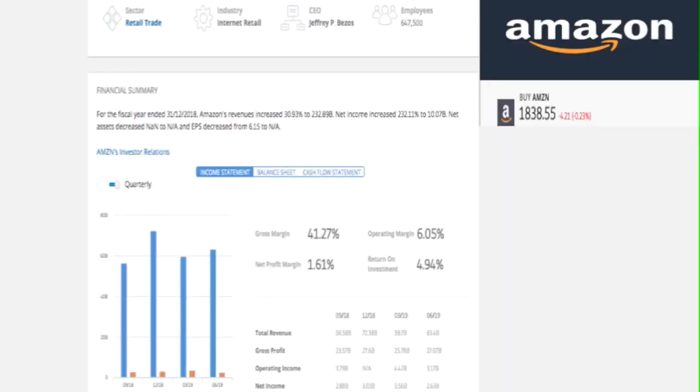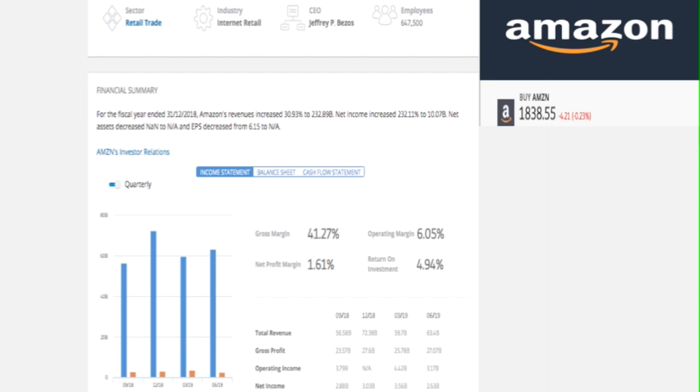Amazon is basically at this screenshot, 1,838.55 US dollars per share. So meaning if you want to buy one share of Amazon, you have to shell out almost 90,000 pesos just to buy one share of Amazon. And for a lot of people who are starting, who are a bit conservative, they may not want to shell out that exact amount just to buy one share.